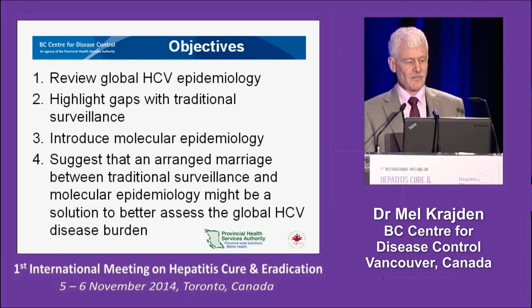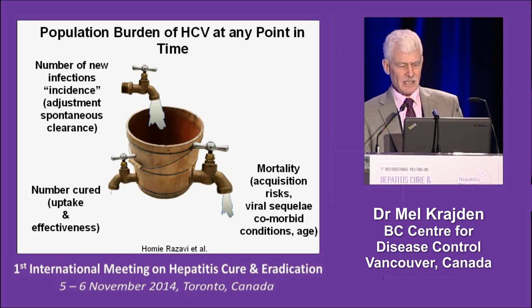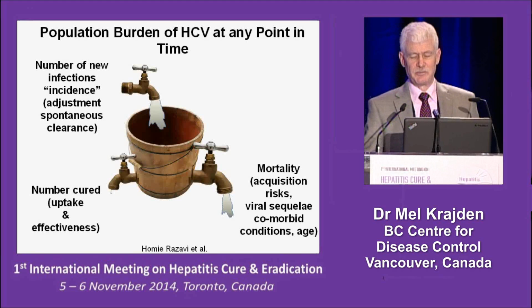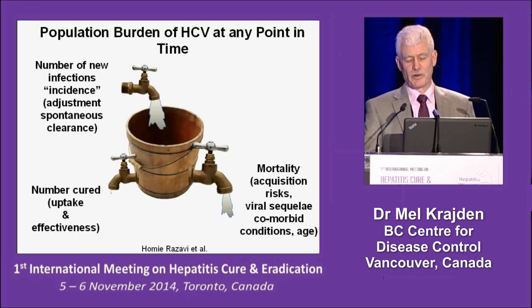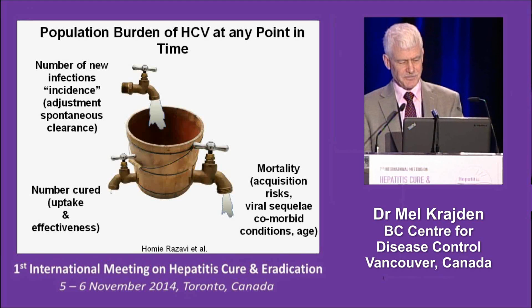So in this figure, the population burden of hep C at any point in time is really the number of new infections, which are incident, with an adjustment for spontaneous clearance, because you have to do the RNA. The number cured is a drop in the bucket, because up to now the uptake has been poor and the effectiveness has been poor. And then, of course, the mortality, either because of the acquisition risks, injection drug use, etc., or the viral sequelae, and of course the comorbid conditions, and of course aging.